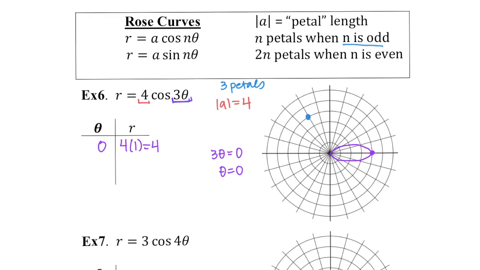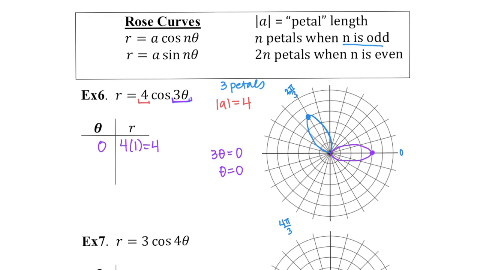I could also think of this as it's 2 pi all the way around. 2 pi divided by 3 means that at 2 pi over 3, there's going to be a petal. 2 pi over 3, now at 4 pi over 3, there should also be a petal.